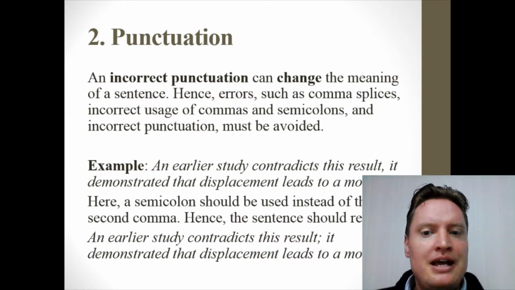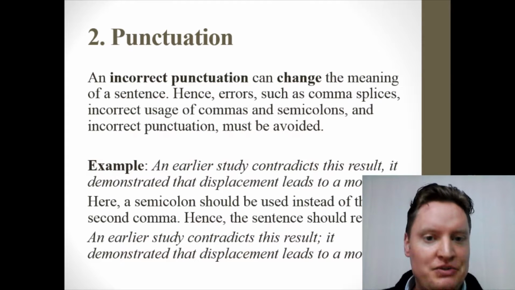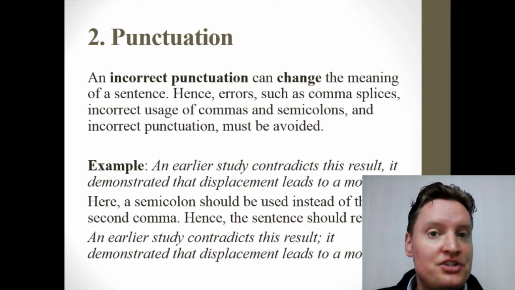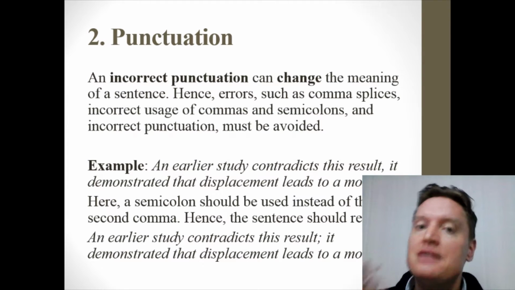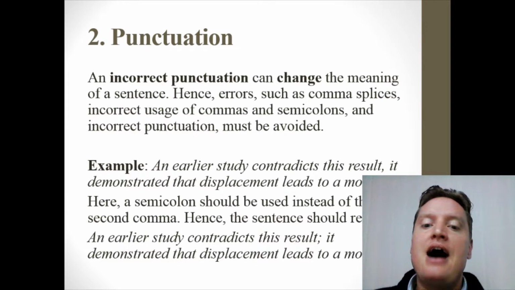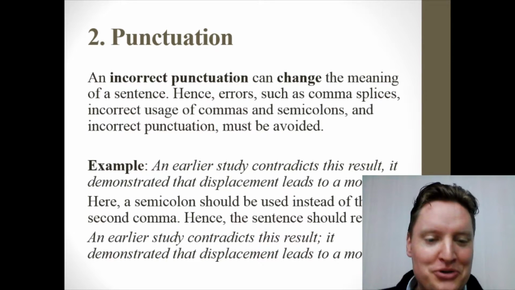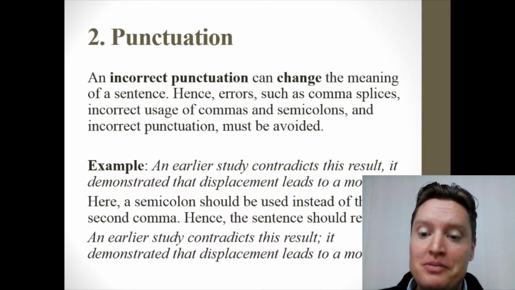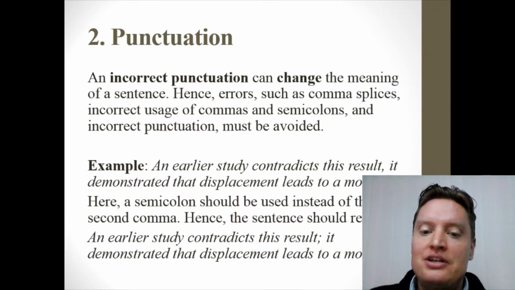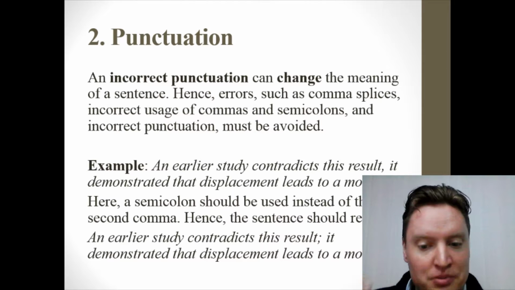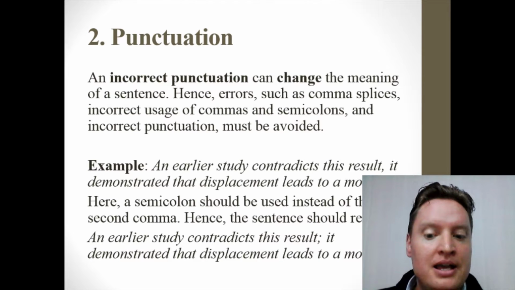Let me talk about punctuation for a few minutes. Incorrect punctuation can change the meaning of a sentence. So errors such as comma splices, incorrect usage of commas and semicolons, and incorrect punctuation must be avoided. An example, an earlier study contradicts this result, it demonstrated that displacement leads to a motion. Here a semicolon should be used instead of a second comma. Hence, the sentence should read, an earlier study contradicts this result; it demonstrated that displacement leads to a motion.